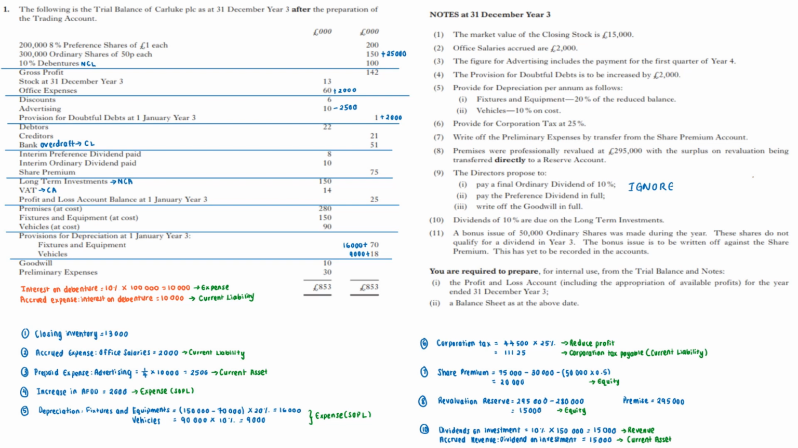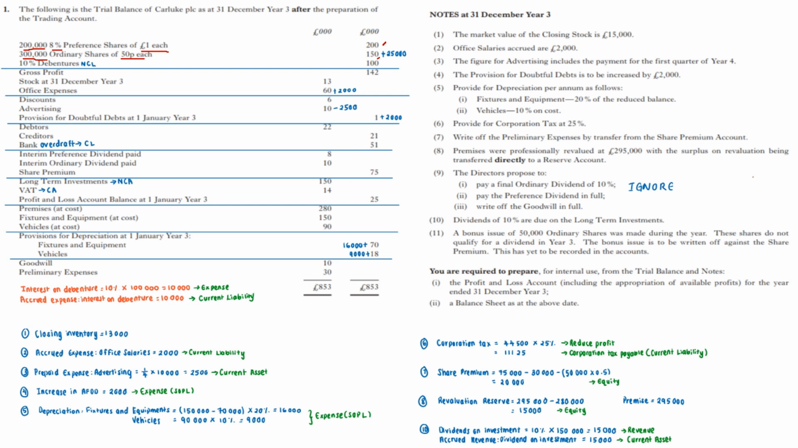You have the preference shares. So 200,000 is in units. This 200,000, the one that I underlined in red, is your amount in units. The 8% represents the dividends paid, and each unit is £1. So 200,000 times £1 will give you £200,000 in value. As for the ordinary shares, it's 300,000 units at 50 pence each, which will give you 300,000 times 50 pence, which is 150,000.